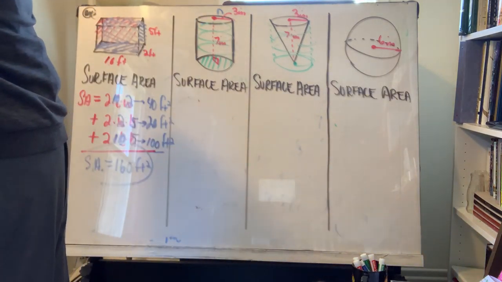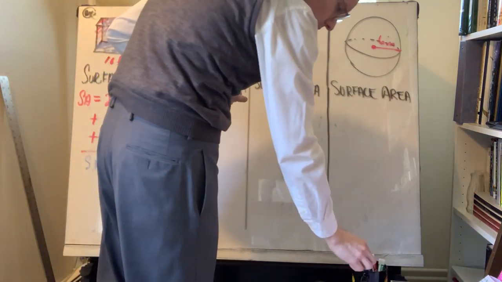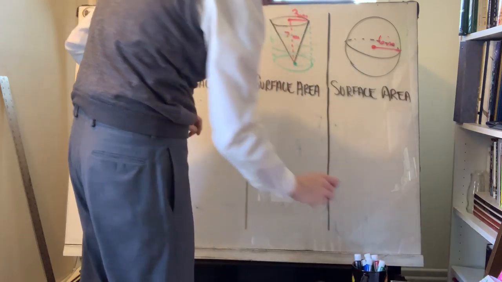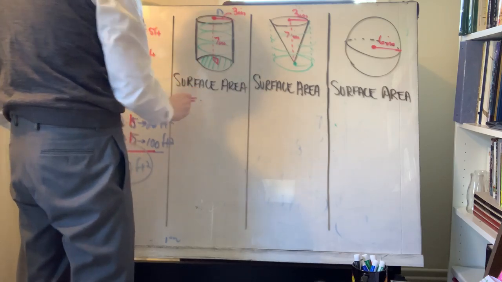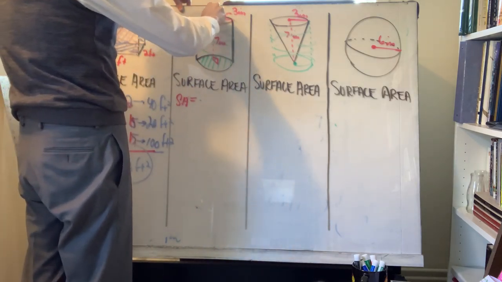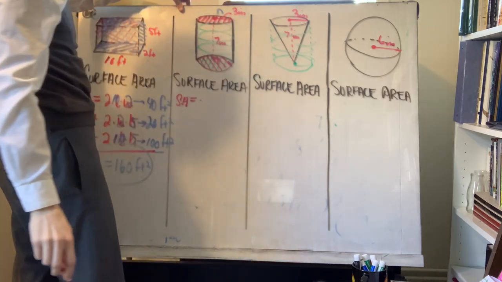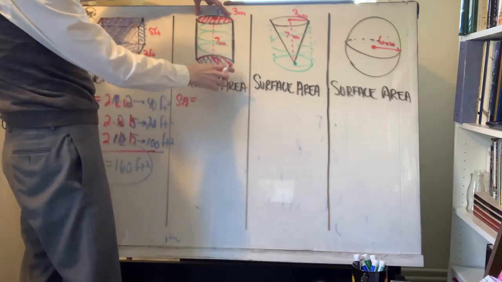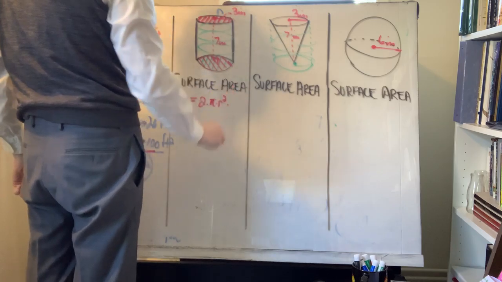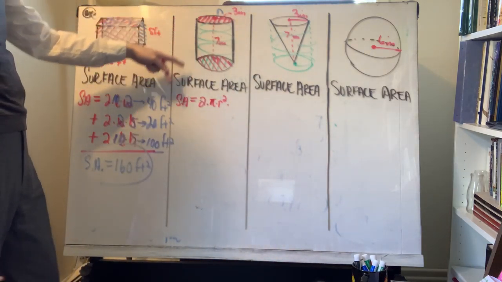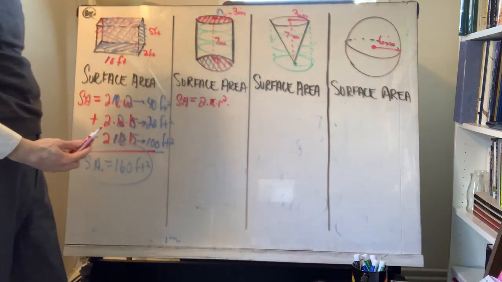Let's see. The surface area of a right circular cylinder would be this formula. Remember, it has a circular top, and it's in perspective, right? So it looks like an oval, and a circular bottom. So there's the area of the circle here and the area of the circle here, 2 times that area. And then there is the face that stretches all the way around, right? The curved surface.